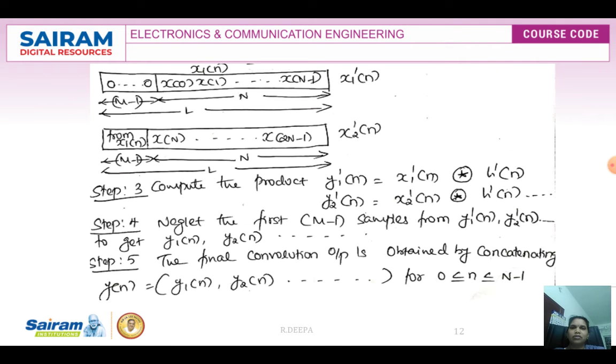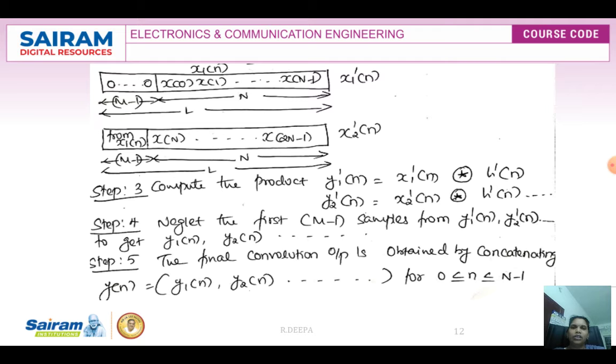So how to frame x1 dash of n is, first divide the entire x of n into x1, x2 and x3 based on the capital N. Then you take x1 of n, and to the left hand side you need to add zeros. How many zeros you need to add is M minus 1 zeros. Why? Because the entire length has to be capital L. As we know, L is equal to N plus M minus 1. So we are adding M minus 1 zeros at the initial stage, that is at the left hand side. Okay, so this becomes x1 dash of n.